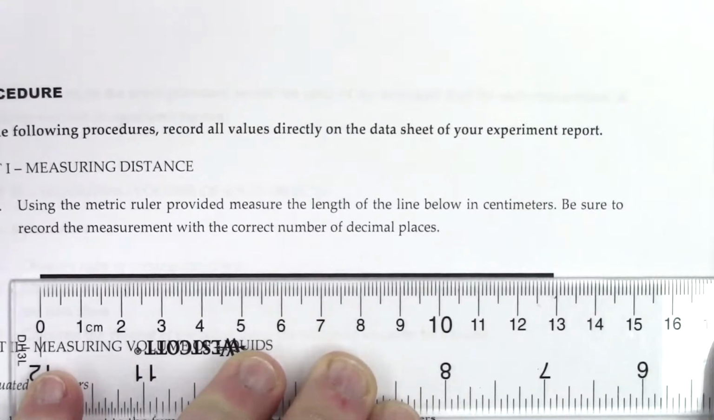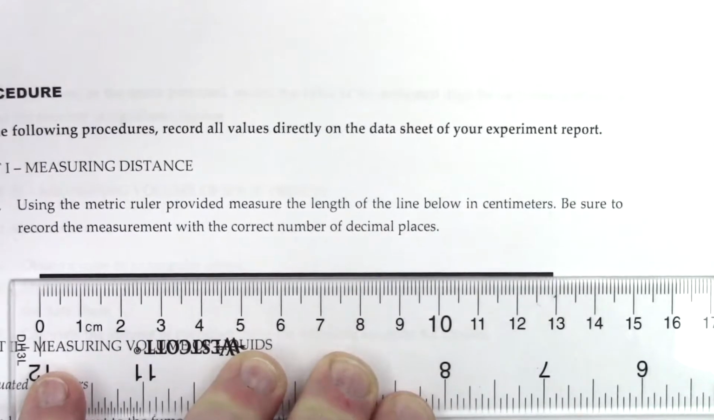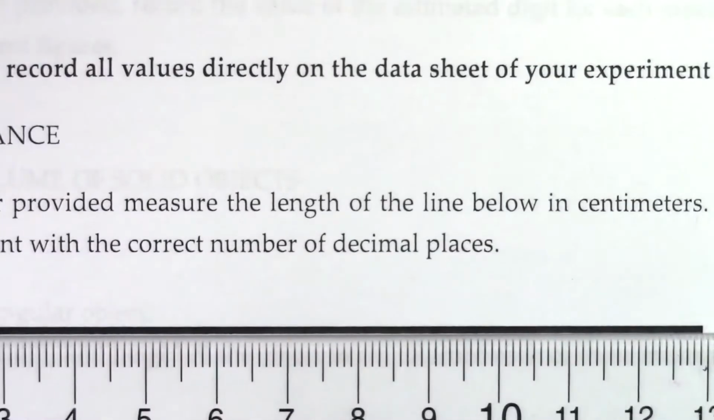Now I'm not going to read it to you. You have to read it yourself correctly off this device. Put it in your data sheet using the proper number of significant figures and the right number of units. So let me zoom in here so you can read that line maybe a little better. There you go. Now remember, you have to use the estimated digit in all analog devices. So that's part one.